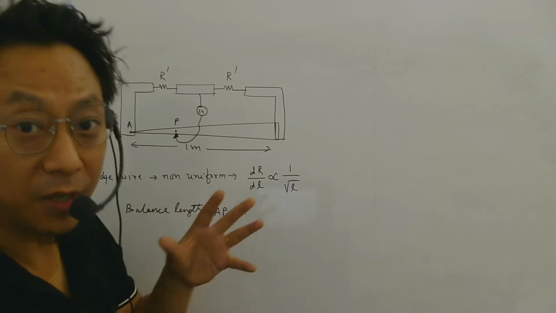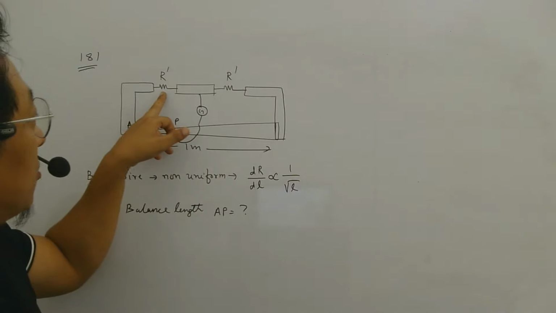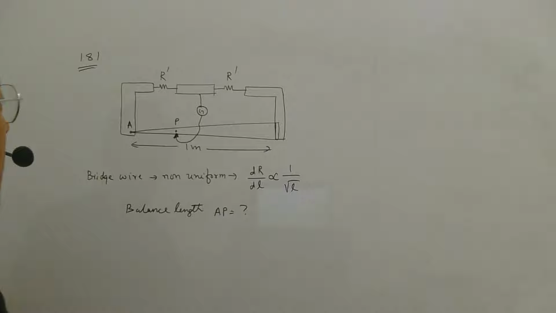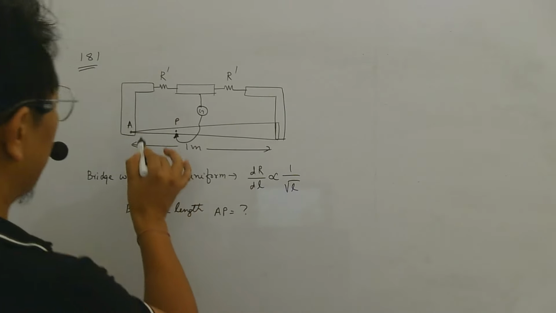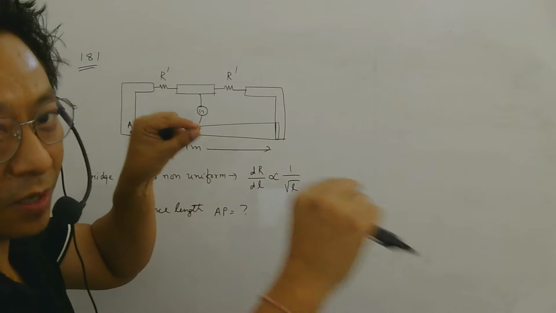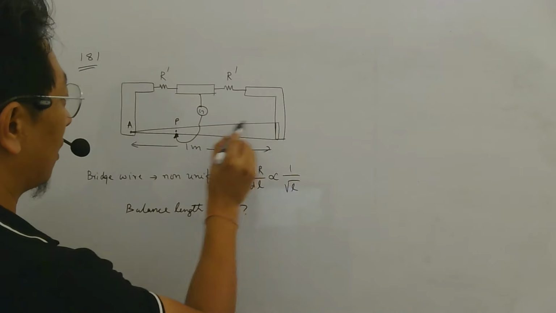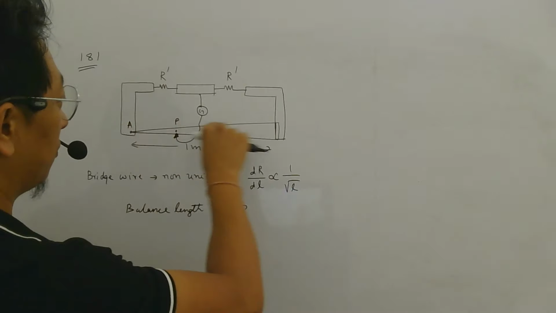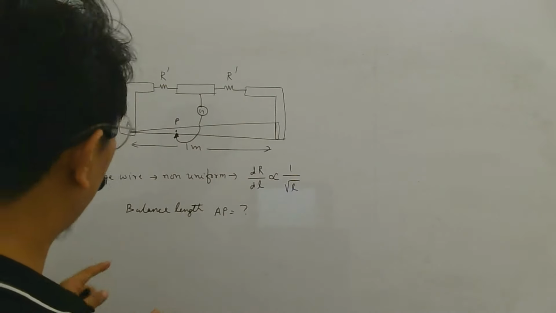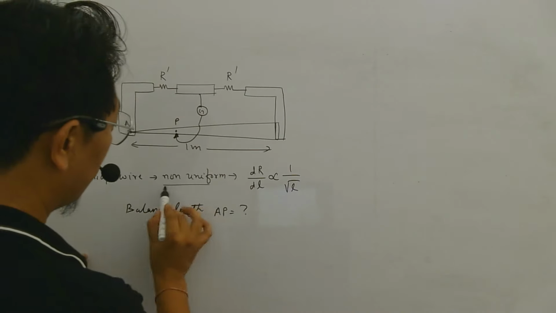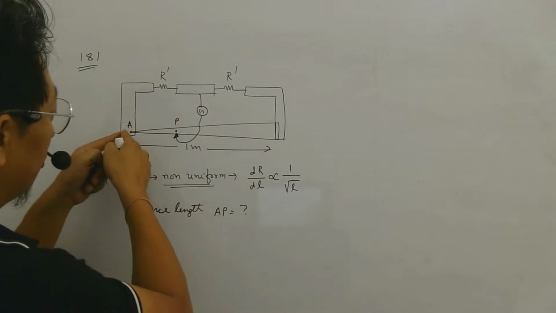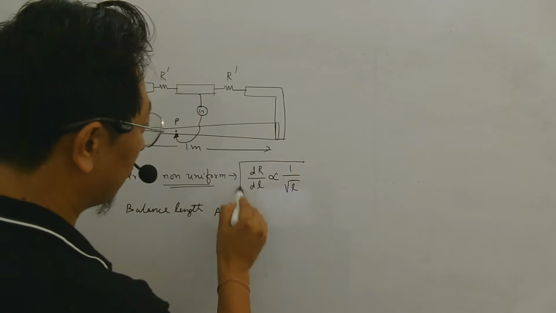So now let us see question number 181. This question is based on meter bridge, and if you see, the resistance on the left gap and the right gap is the same, R dash, R dash. Usually the bridge wire is uniform, the area of cross section will be the same. But here the bridge wire is non-uniform. The area increases as we go this side.